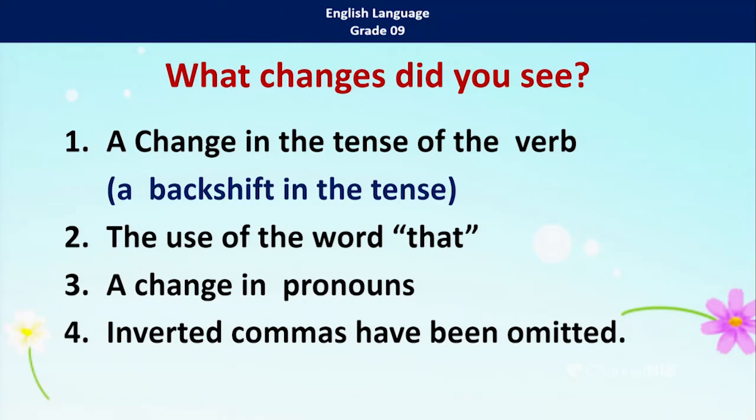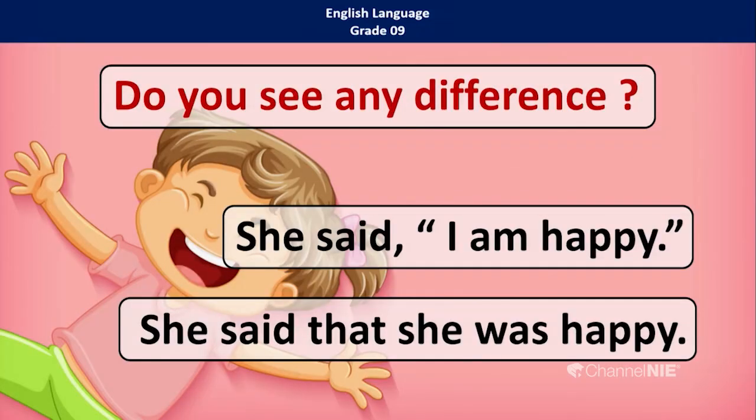Then what else, Ms. Niranji? Inverted commas have been omitted. We don't use the inverted commas in this indirect speech sentence. That's right. Look at this. She said, comma, open inverted commas, I am happy, full stop, close inverted commas. Then the next one, indirect speech sentence, you do not see any commas there. Inverted commas have been omitted, have been taken away. She said that she was happy. Simply put a full stop. That's all you have to do.